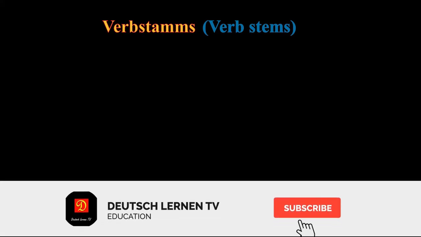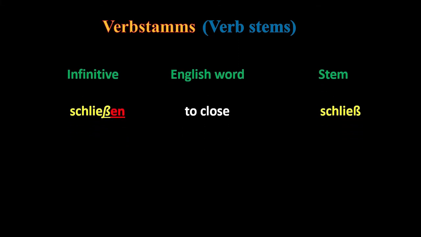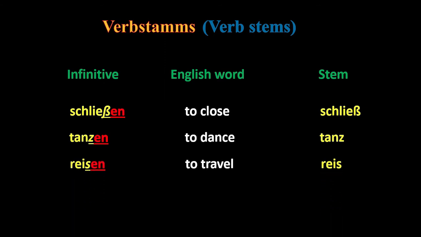Verb stems. Hope you remember how the verb stem is created by omitting en from the infinitive verb, which we did in the previous lessons. Schließen, to close. The stem of the verb is schließ. Tanzen, to dance. The stem of the verb is tanz. Reisen, to travel. The stem of the verb is reis. Küssen, to kiss. The stem of the verb is küss.